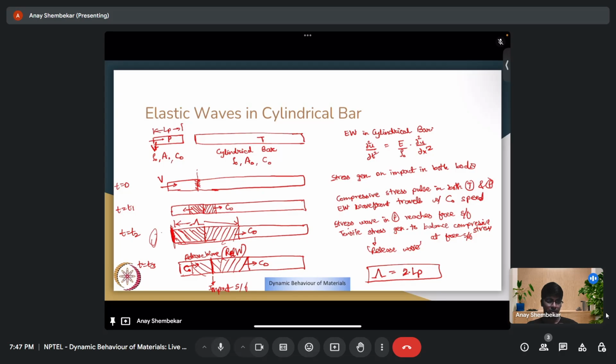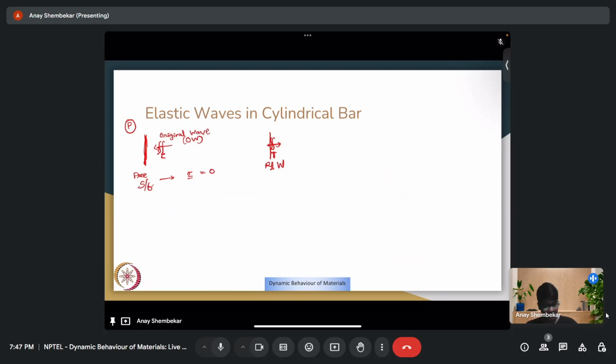Now, I want you to go a little ahead with this and think of a different case where you have a projectile P impacting a target T, but now those two have two different properties. Suppose the area is still the same. You have rho 1, A naught, and C1. Now, what would happen? If I take impact at T equal to 0, this is a different material, same cross section.